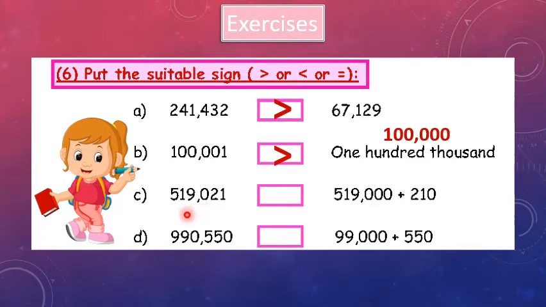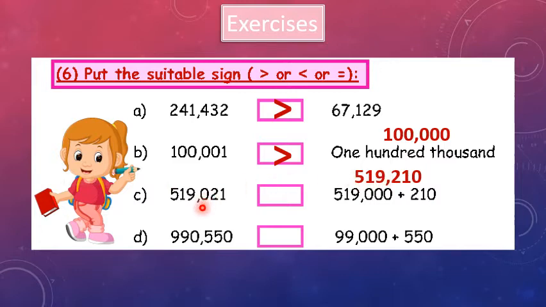Next one we have here 519,021. And here we have expanded form. First of all, let's change this expanded form to standard form. We have here two parts. Yes, we will cancel these zeros and put ones, tens, and hundreds instead of them. Then this number will be 519,210. If we notice here, the family of thousands is the same.